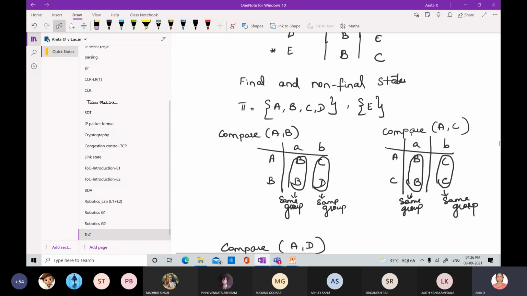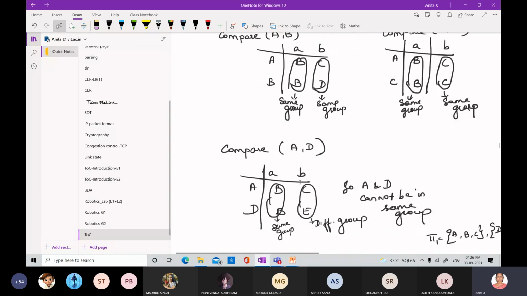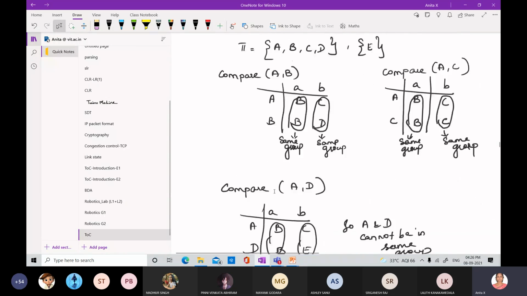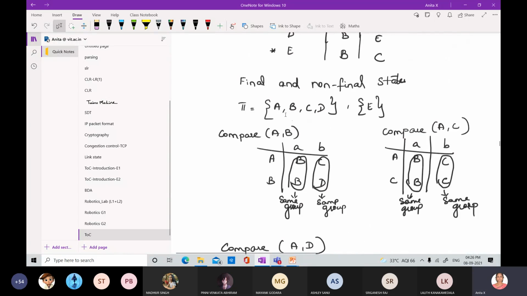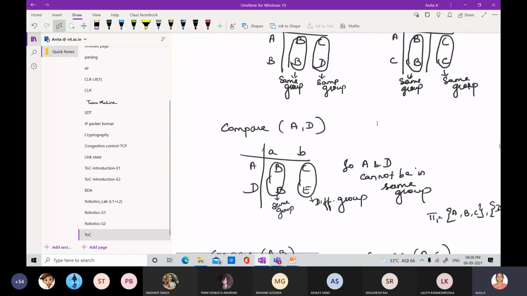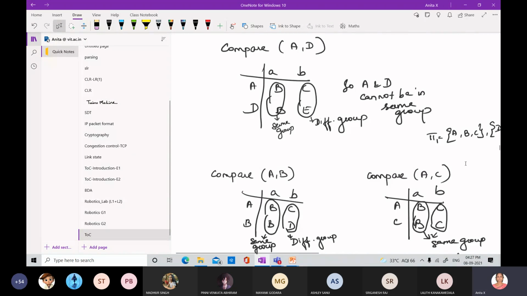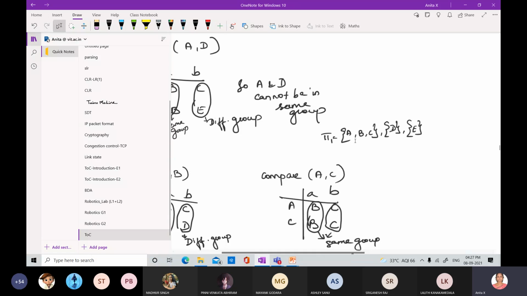Now I am comparing A and C. D, B same group, C, C same group. A and B: D, B same group. So C is in this group, E is in this group, so different groups, right? What is the meaning? If it is not in the same group, A and B cannot be in the same set. So I have to proceed with splitting the states. That is, pi 1 is going to be split as A, B, C in one group, D in one group, and E in another.